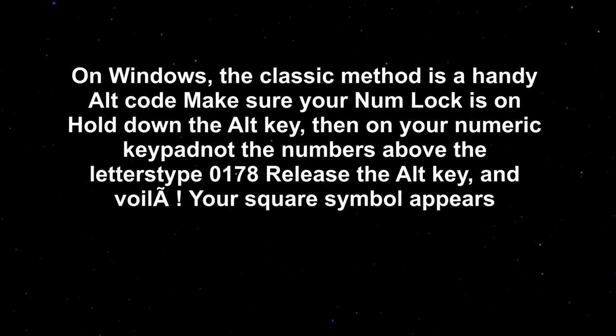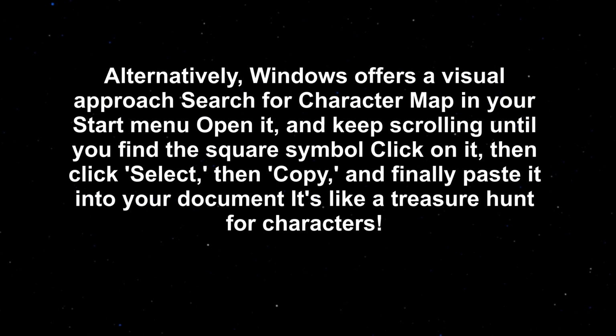On Windows, the classic method is a handy Alt code. Make sure your num lock is on. Hold down the Alt key. Then on your numeric keypad, the numbers above the letters, type 178, release the Alt key, and voila, your square symbol appears.